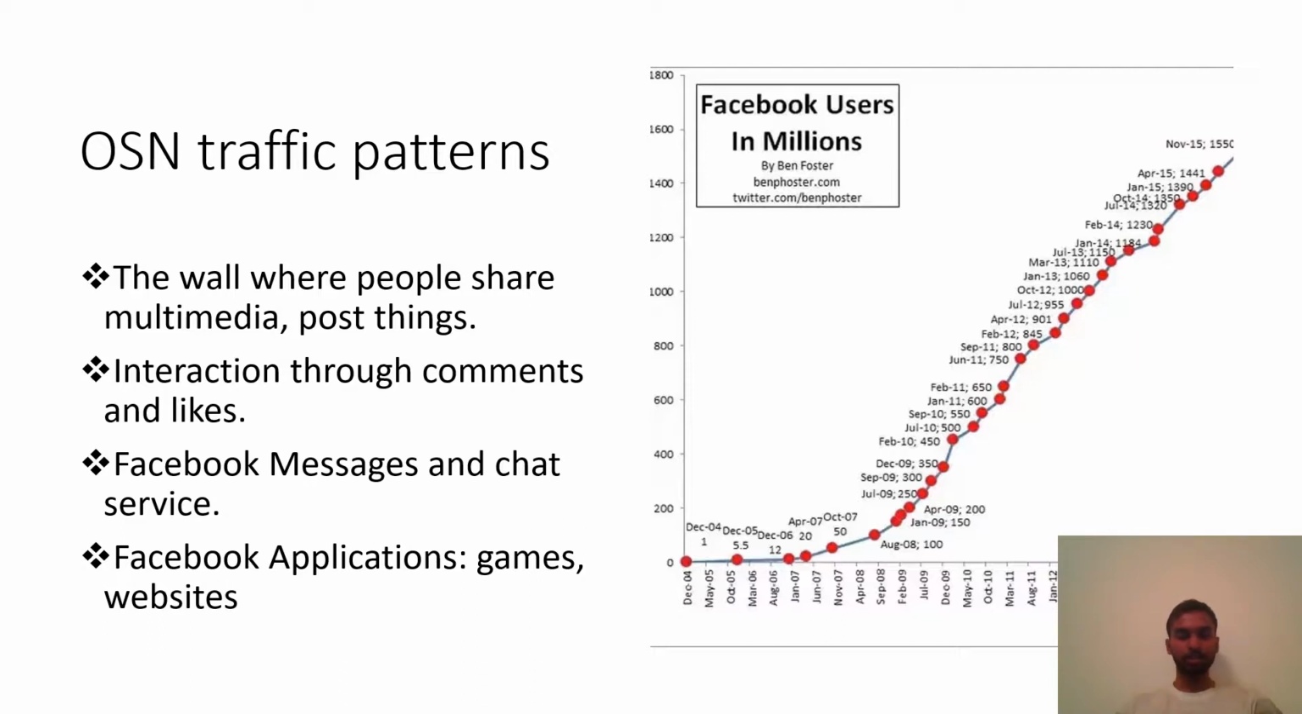So with more and more Facebook users, OSN traffic has had a drastic increase in recent years. Since December 2004, when Facebook started, it has increased gradually, and since 2009 there was a major rise in OSN traffic patterns. People started using Facebook all over the world, talking, sharing things, and communicating.